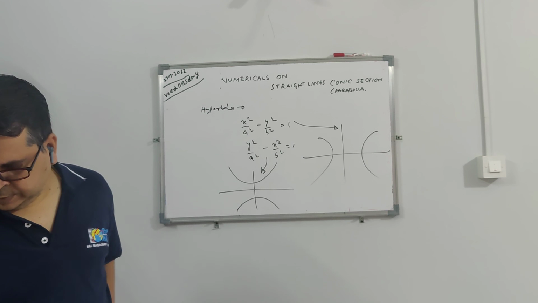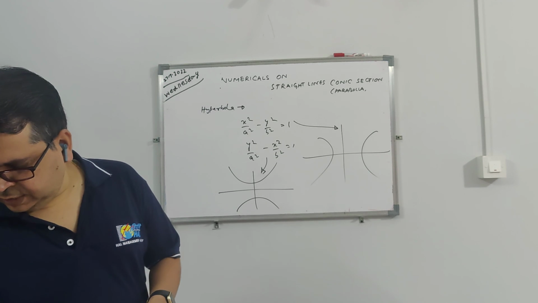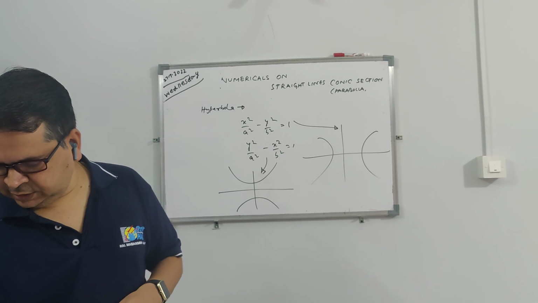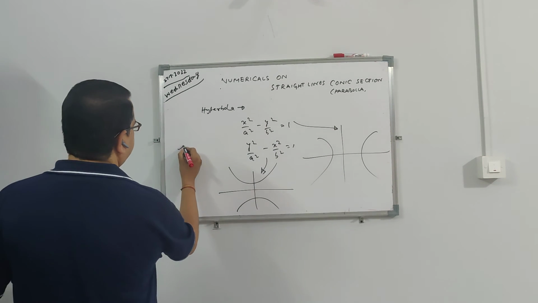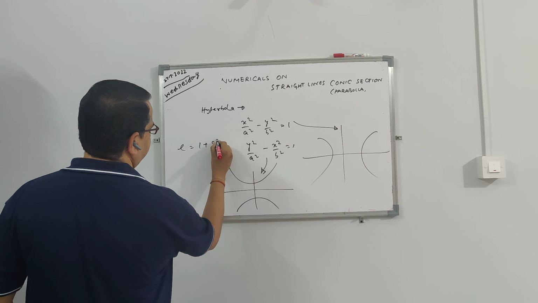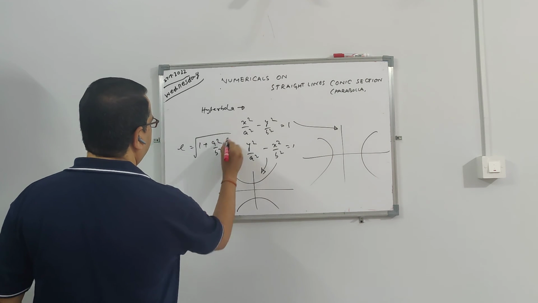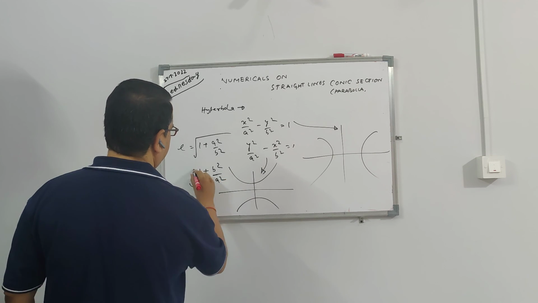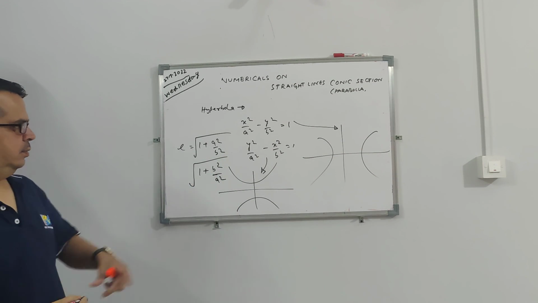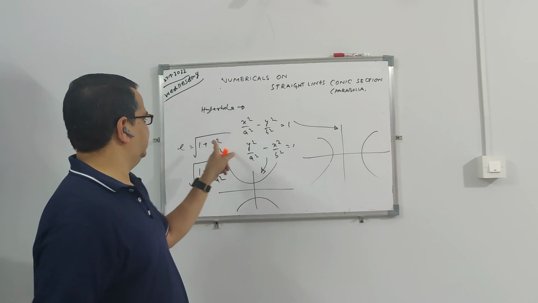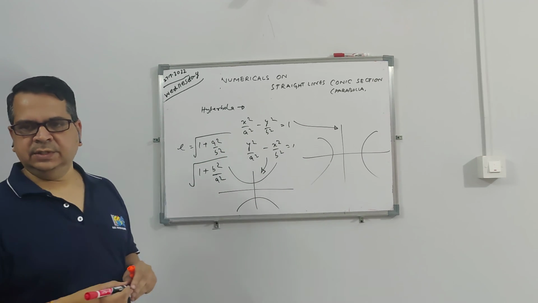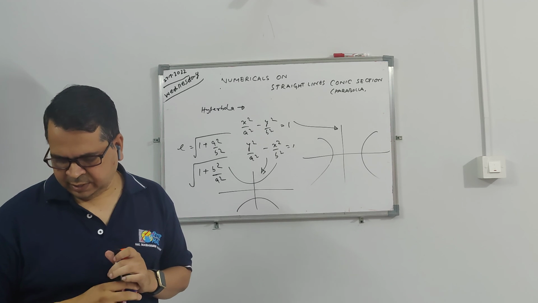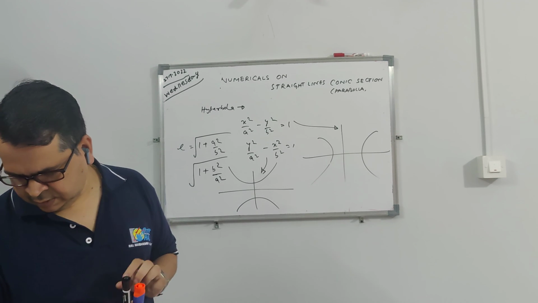One important thing of the hyperbola that you have to remember is again the eccentricity. Here the eccentricity is equal to the square root of 1 plus b square by a square, or 1 plus a square by b square, depending on whether it is like this or like this. So this is the eccentricity equation for a hyperbola.